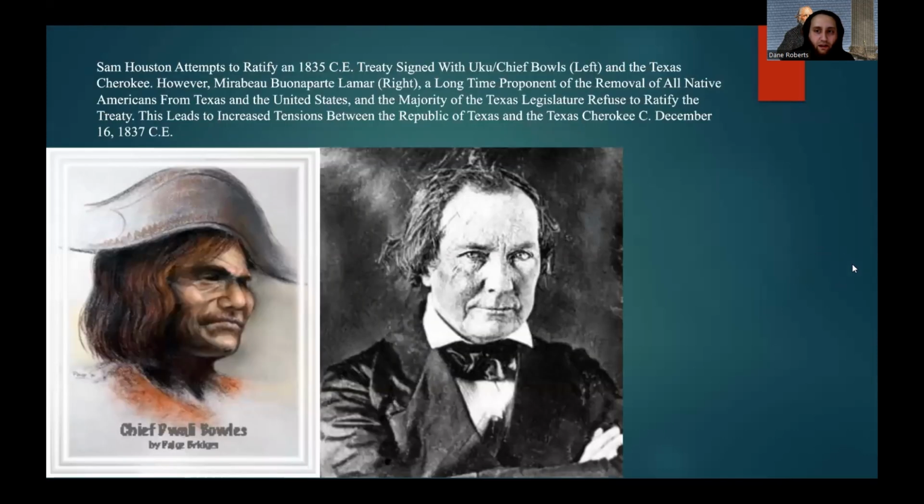And on December 16th, 1837 CE, he would attempt to ratify an 1835 CE treaty signed with Chief Bowles and the Texas Cherokee. However, Mirabeau Bonaparte Lamar, a longtime proponent of the removal of all Native Americans from Texas and the United States, as well as the majority of the Texas legislature, would refuse to ratify this treaty. This would lead to increased tensions between the Republic of Texas and the Texas Cherokee.